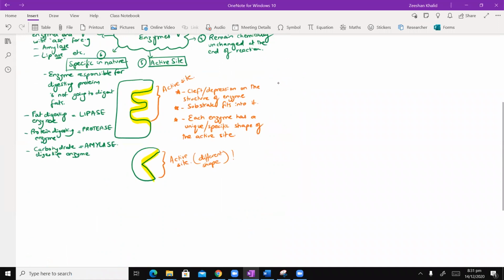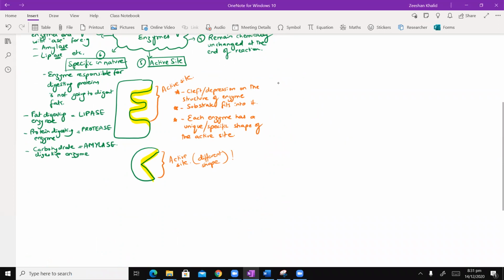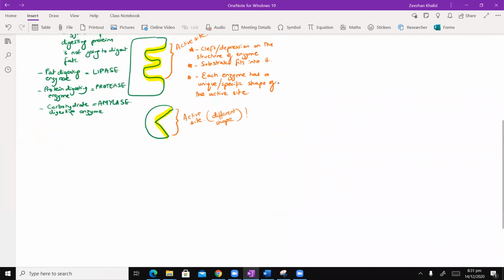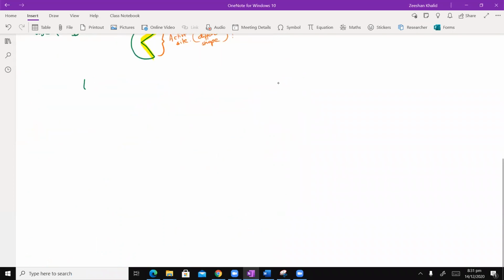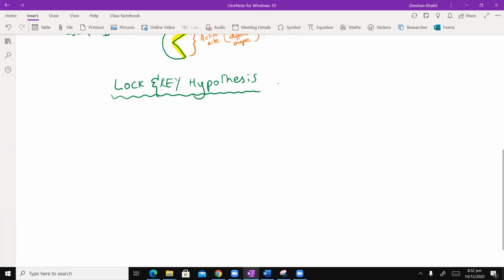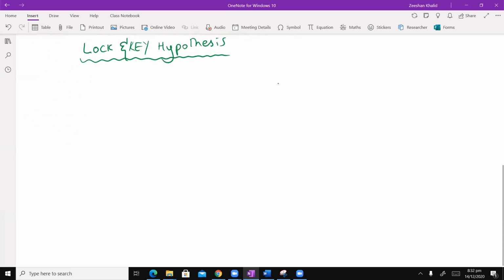So, inshallah, let's begin. The next topic is a very important, but a very interesting and a very small topic. That's the lock and key hypothesis. Okay, let me quickly explain what this is, and then with the pictured diagrams, inshallah, I will explain all what this process is all about. Acha ji.